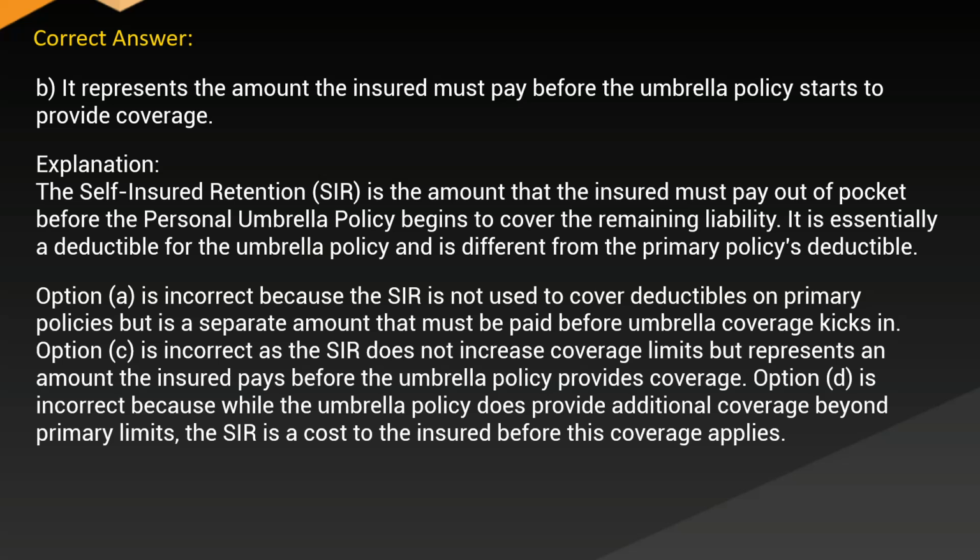Option C is incorrect as the SIR does not increase coverage limits, but represents an amount the insured pays before the umbrella policy provides coverage. Option D is incorrect because while the umbrella policy does provide additional coverage beyond primary limits, the SIR is a cost to the insured before this coverage applies.